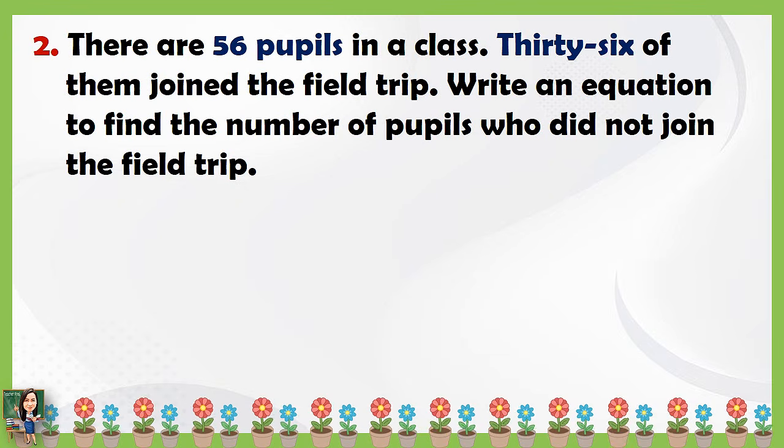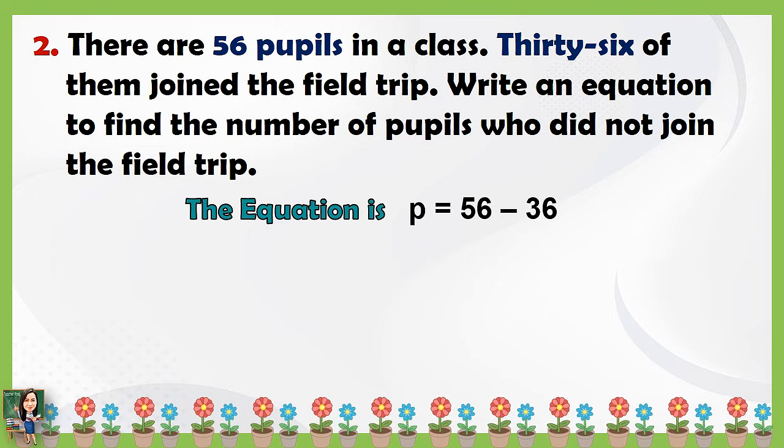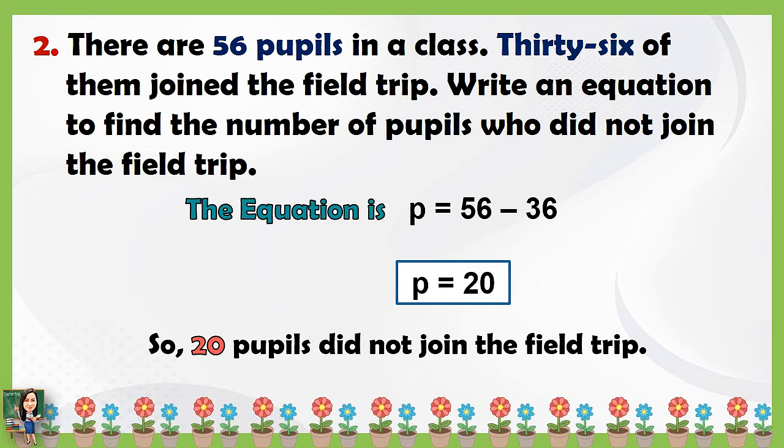Number 2. There are 56 pupils in a class. 36 of them joined the field trip. Write an equation to find the number of pupils who did not join the field trip. The equation is P, which represents the number of pupils. P equals 56 pupils in a class minus 36 who joined the field trip. 56 minus 36 equals 20. So 20 pupils did not join the field trip.